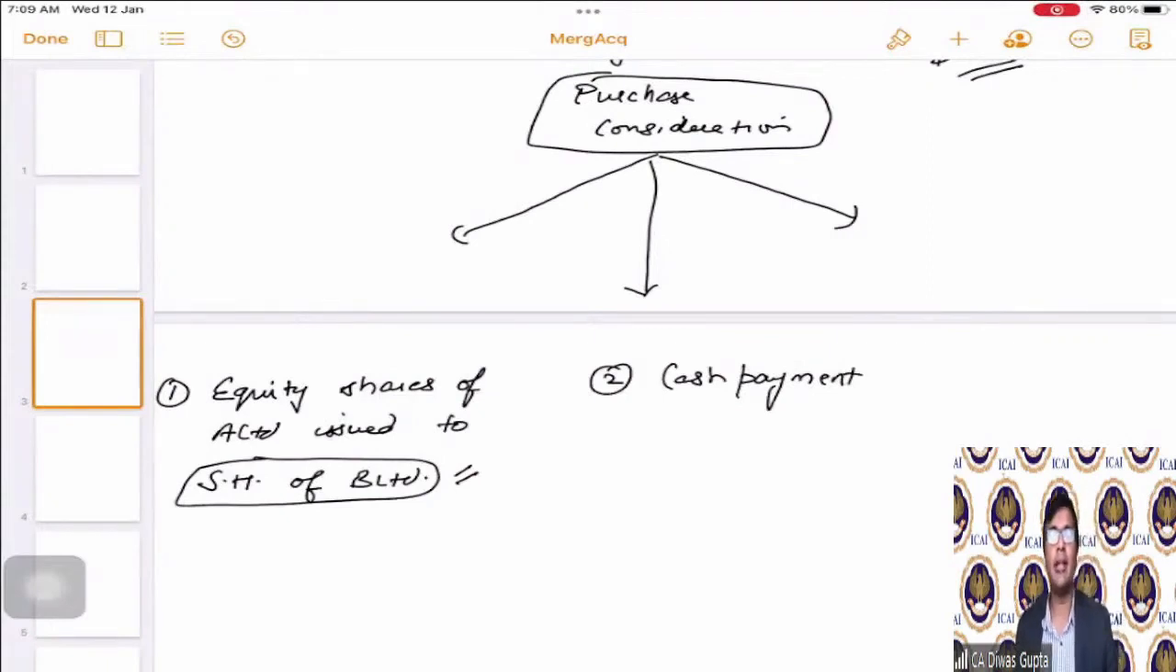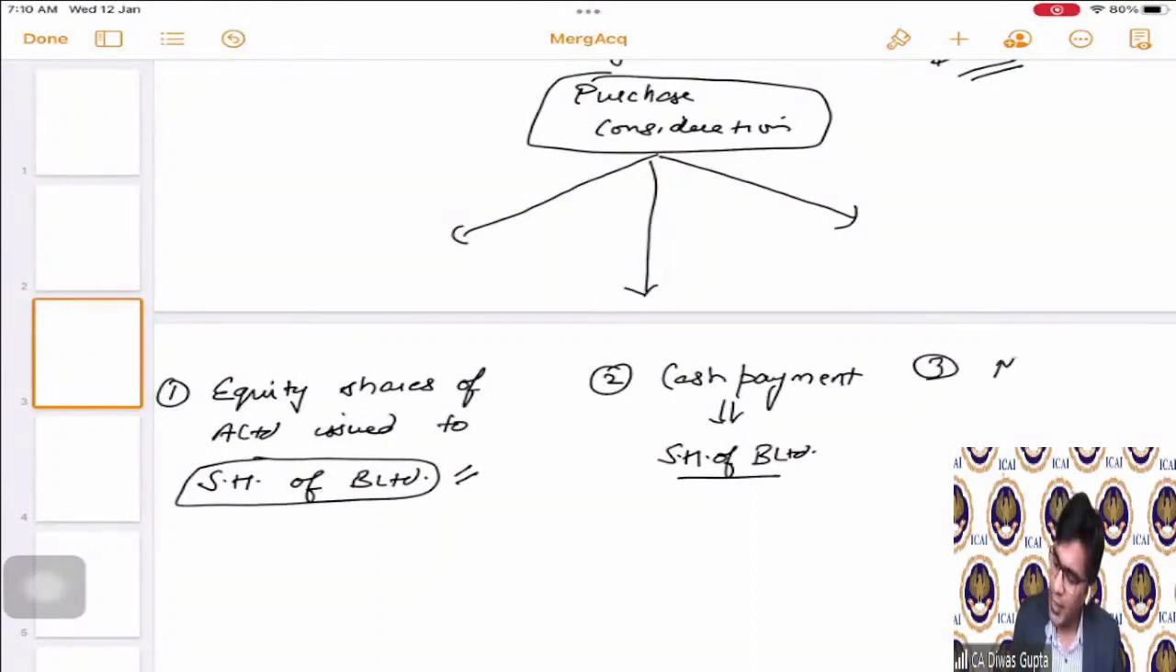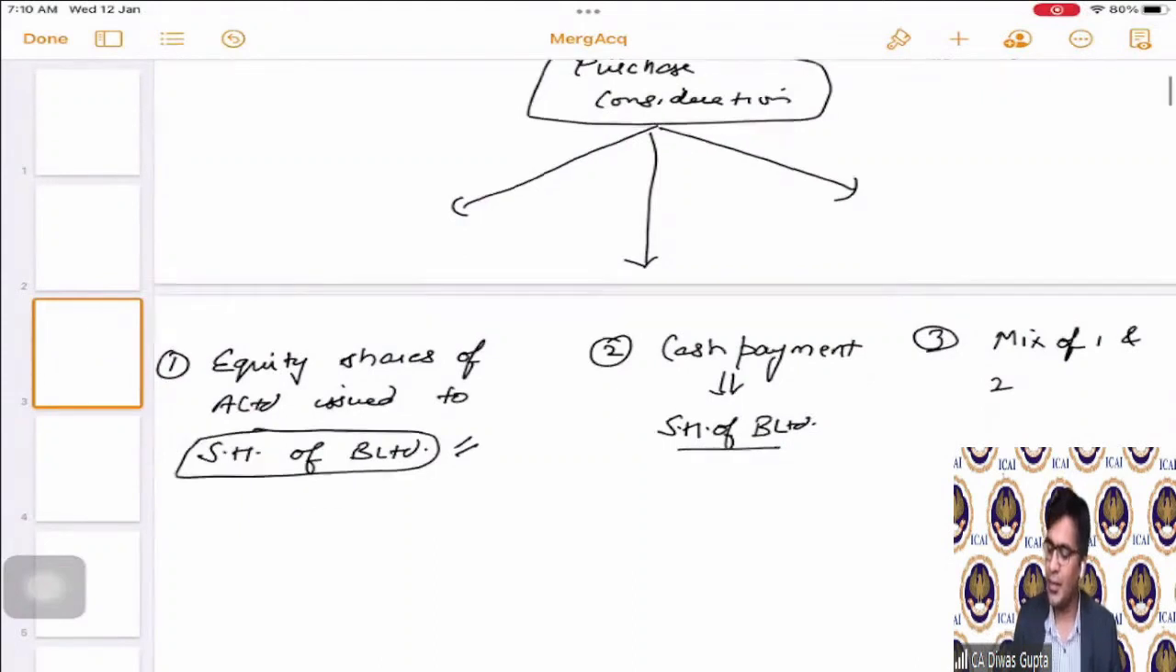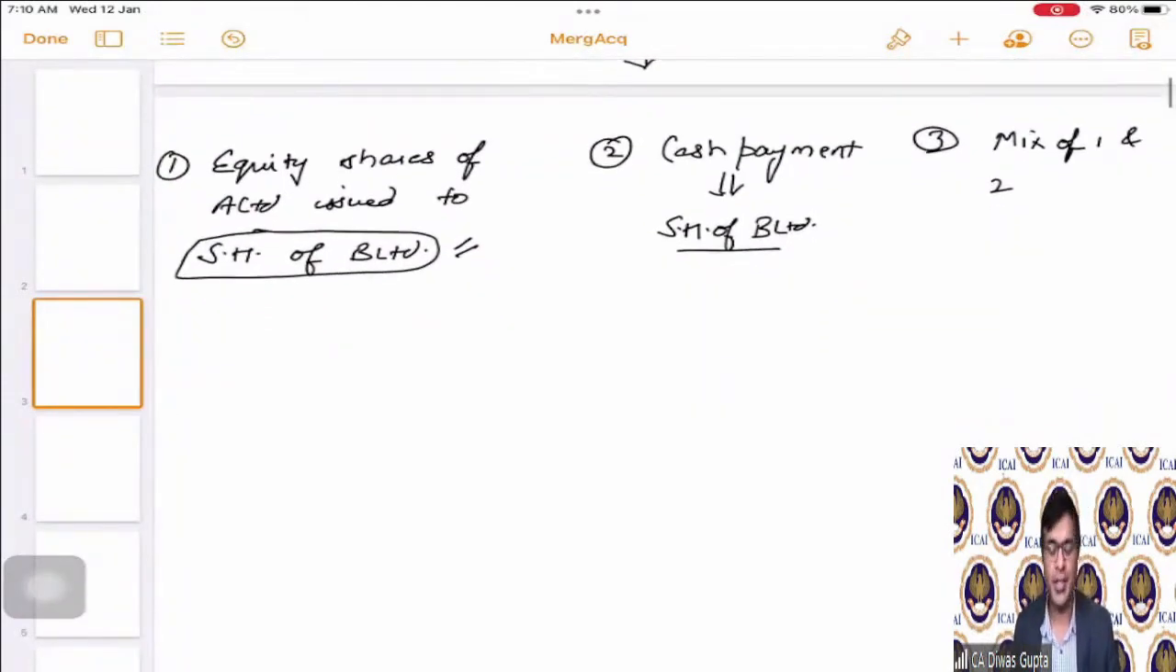Now, this cash payment would mean that they will go outside to purchase a company, they will pay cash and take the company, correct? Ultimately, this cash payment also will go to the shareholders of B Limited only, after reducing all the liabilities and all, correct? Then, the third can be a mix of 1 and 2. Something can be in cash, something can be in equity shares of A Limited. Okay. So these are the 3 broad types of settlement of a purchase consideration.